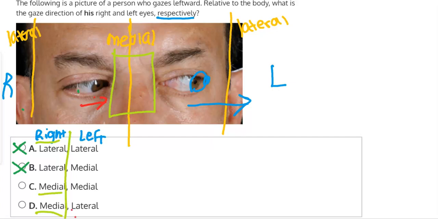So we have lateral over here, which means that option D correctly matches what we were looking for in this question.